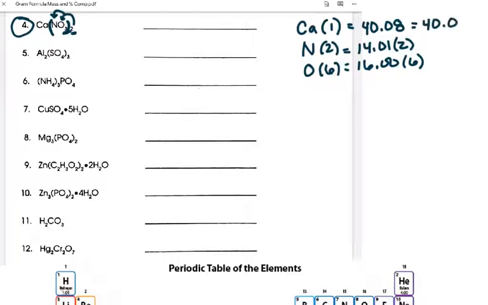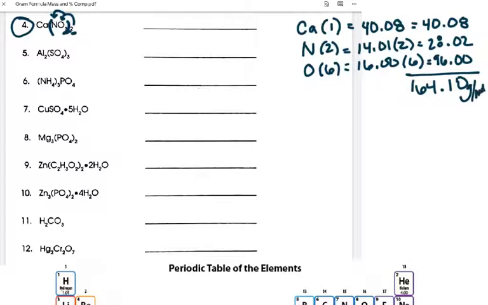That's still going to give me 40.08. That's going to give me here 28.02. And for oxygen, 96.00. So I'm going to go ahead and add these all up, and I get 164.10. Again, the units for molar mass are grams per mole. So that is my molar mass for calcium nitrate, 164.10 grams per mole. You always want to use as many decimal places as you can.